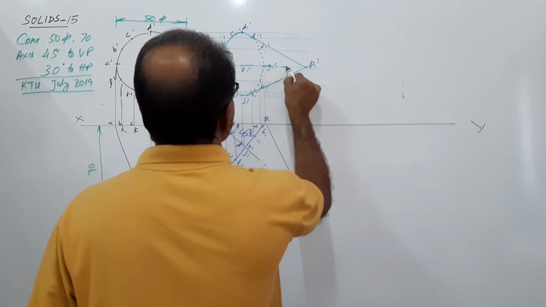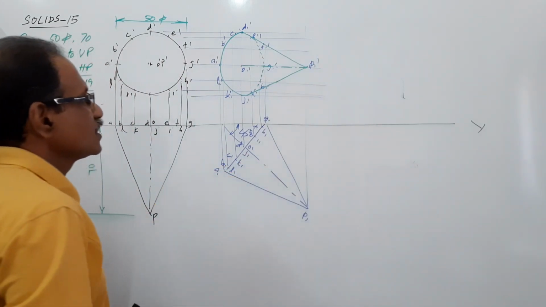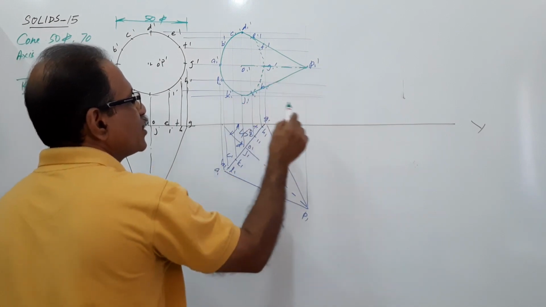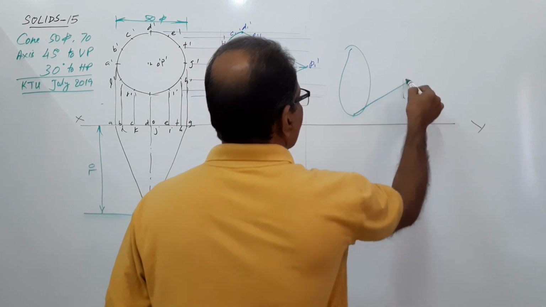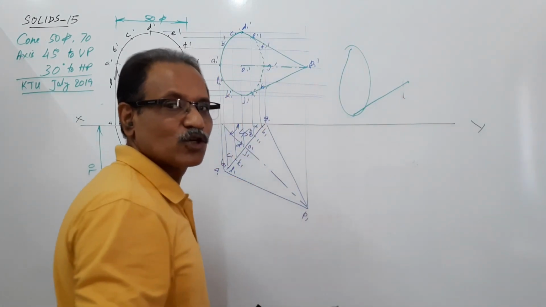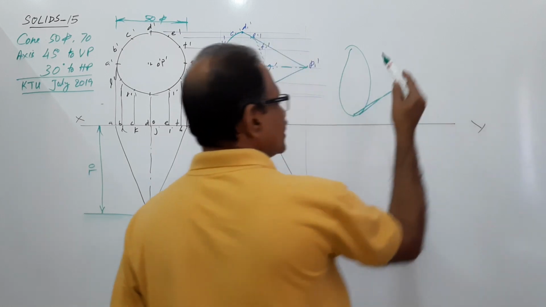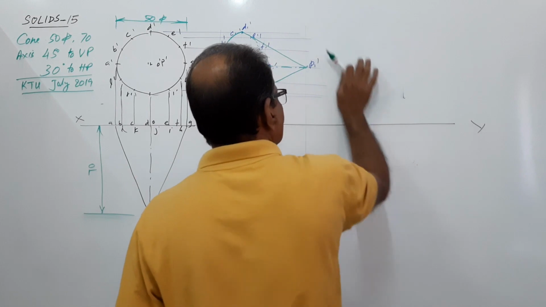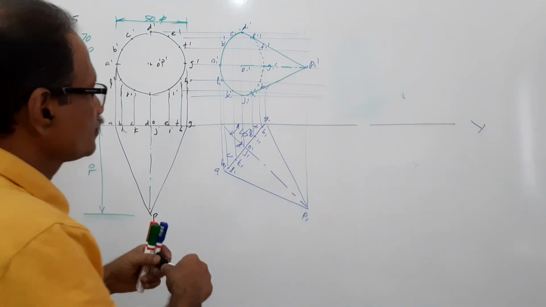Axis chain line. Actually, these are two tangents to the apex. Two tangents. Don't try to join this particular corner to the apex. If you do that, a part of the ellipse may fall outside. Don't do that. Only draw tangents. Agreed? Now you have completed the elevation.